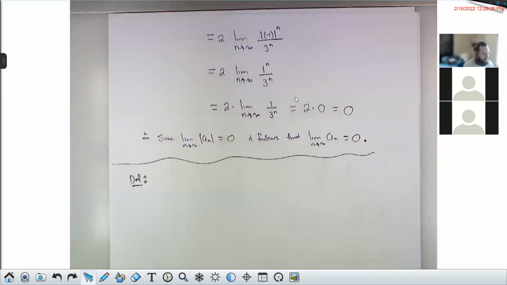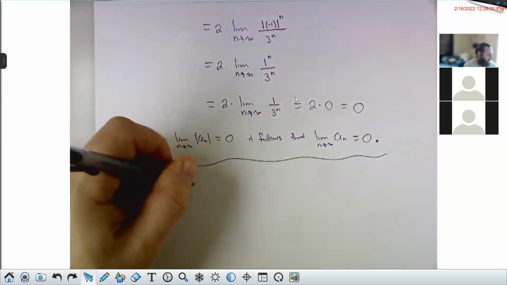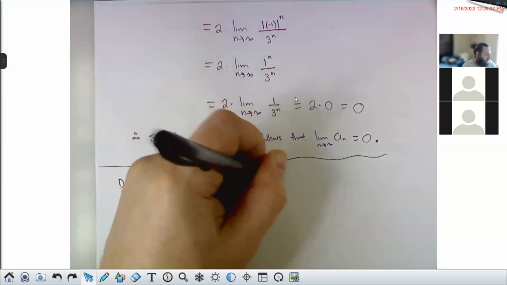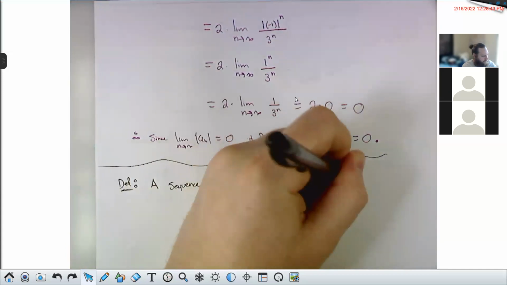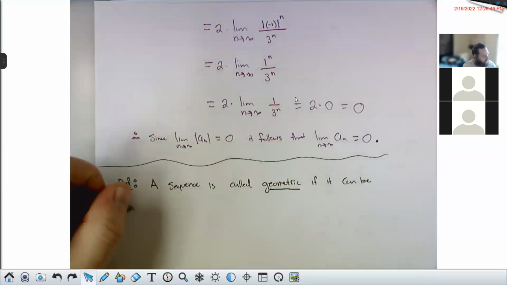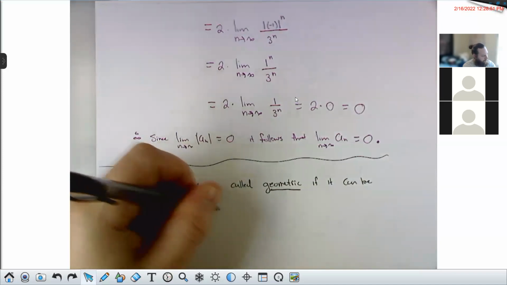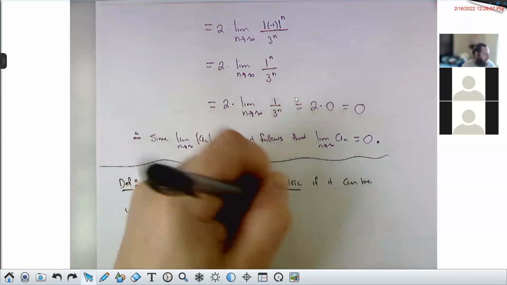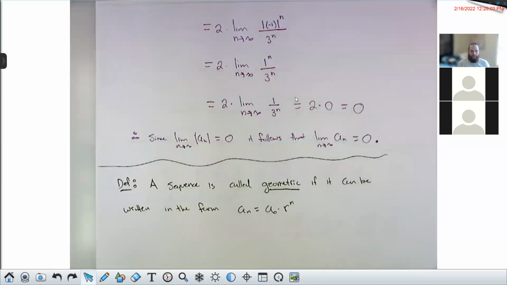Definition. A sequence is called geometric if it can be written in the form a_n equals some constant, I'll call it a0, times r to the n. The sequence we were just working with was geometric.